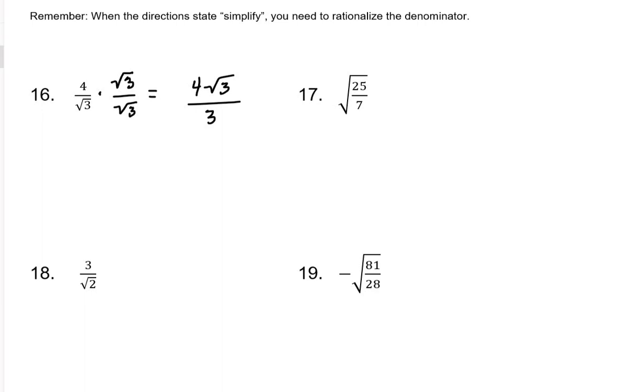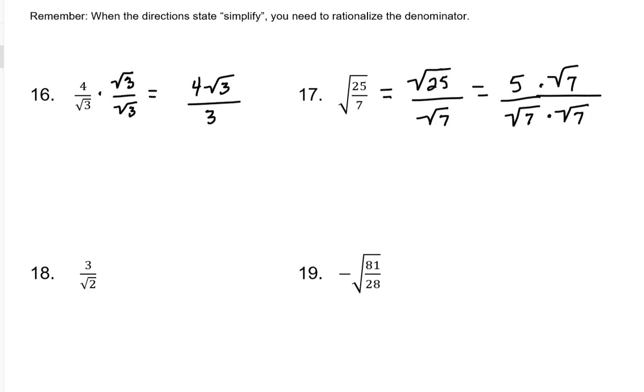Okay, problem 17, I have the square root of 25 over 7. So the first thing I want to do here is break this up into two different radicals. So I have the square root of 25 in the numerator, and I have the square root of 7 in the denominator. Well, I can simplify the top part of this fraction. Square root of 25 is 5. Now I can rationalize the denominator by multiplying numerator and denominator by square root of 7.